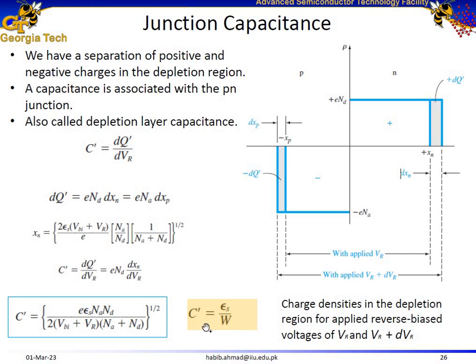C dash, or the junction capacitance, is equal to the permittivity of the semiconductor divided by the width of the depletion region. By the way, the unit of junction capacitance is farad per centimeter square. So if you want to convert it into farads, you need to know the cross-sectional area of the p-n junction.